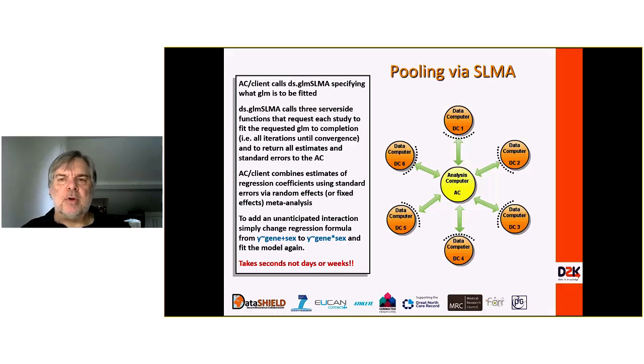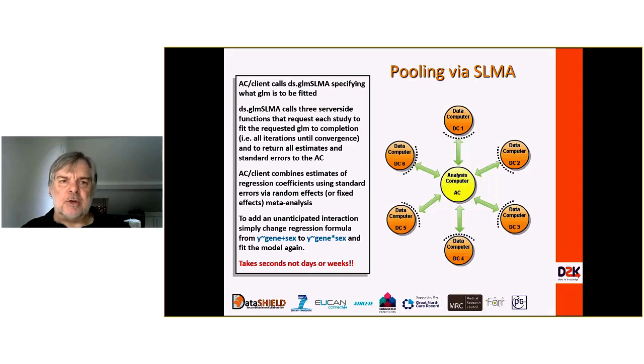Okay, so how does the pooling via SLMA work? Basically, it's based on a function called dsGlmSLMA instead of the original dsGlm function that we discussed earlier. The AC client calls dsGlmSLMA, specifying what model is to be fitted. And dsGlmSLMA then calls three server-side functions that collectively request each study to fit the requested GLM to completion, i.e. all iterations of the process until convergence occurs.